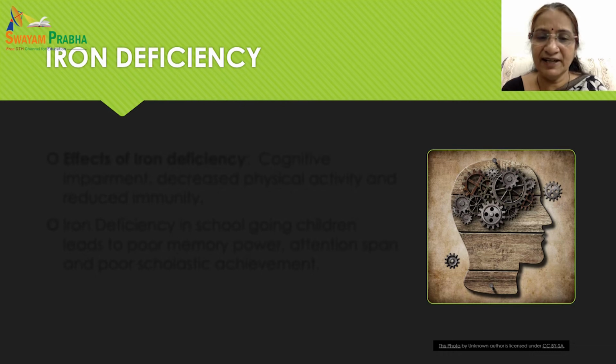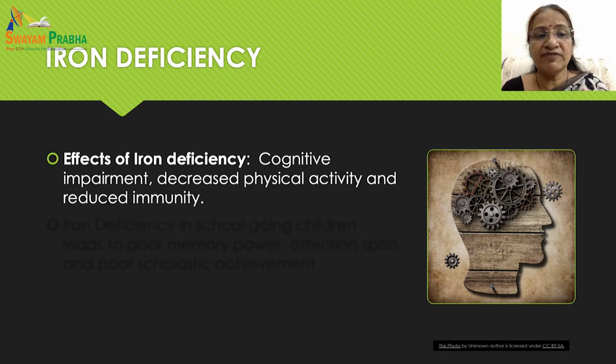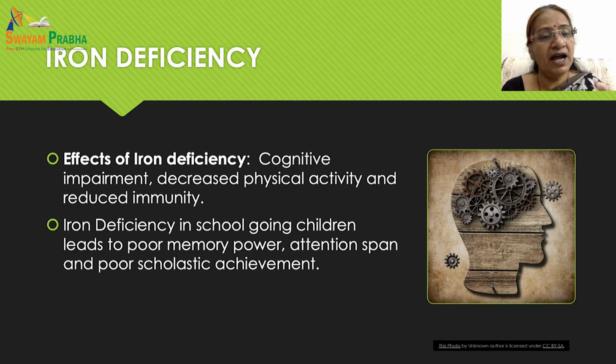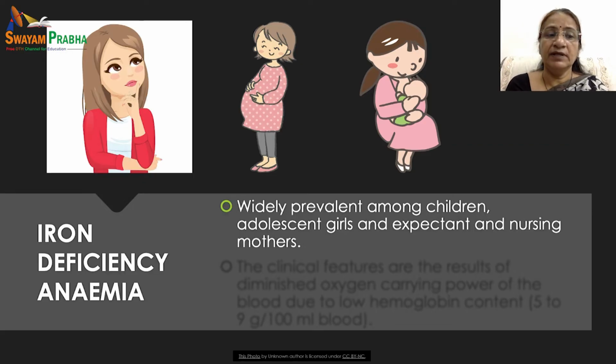Now, we shall study iron deficiency. Effects of iron deficiency are cognitive impairment, decreased physical activity, and reduced immunity. Iron deficiency in school-going children leads to poor memory power, attention span, and poor scholastic achievement. Now, iron deficiency anemia. Iron deficiency anemia is widely prevalent among children, adolescent girls, and expectant and nursing mothers in all developing countries.